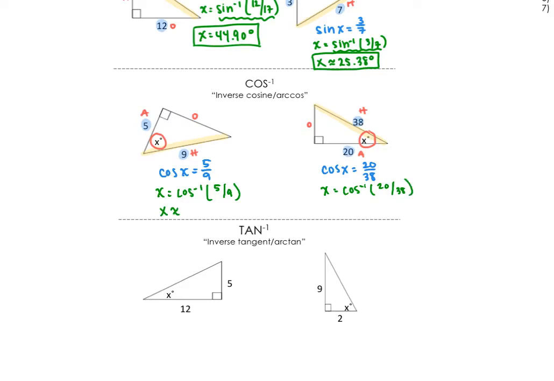So the first one should get 56.25 degrees. And the second one, so we do second cosine 20 divided by 38, you get 58.24.